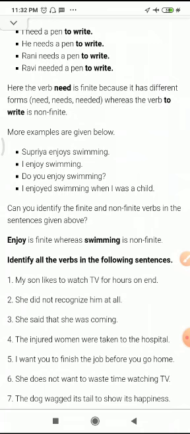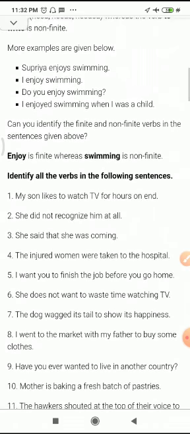Okay, so can you identify the finite and non-finite verbs in the sentences given below? Now you can see, very easy: enjoys, enjoy, enjoy and enjoyed. These four are finite verbs because they are changing their form. And swimming is non-finite because it is not changing its form and is not part of the tense also. Enjoy is finite whereas swimming is a non-finite verb.